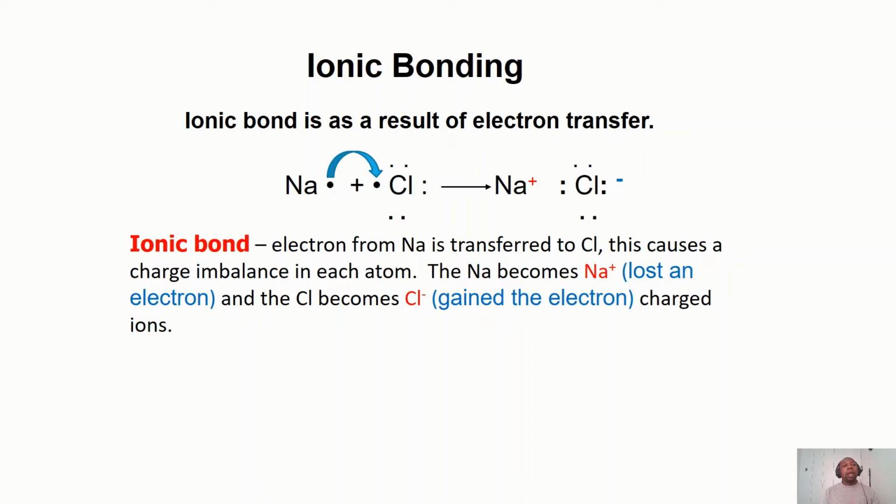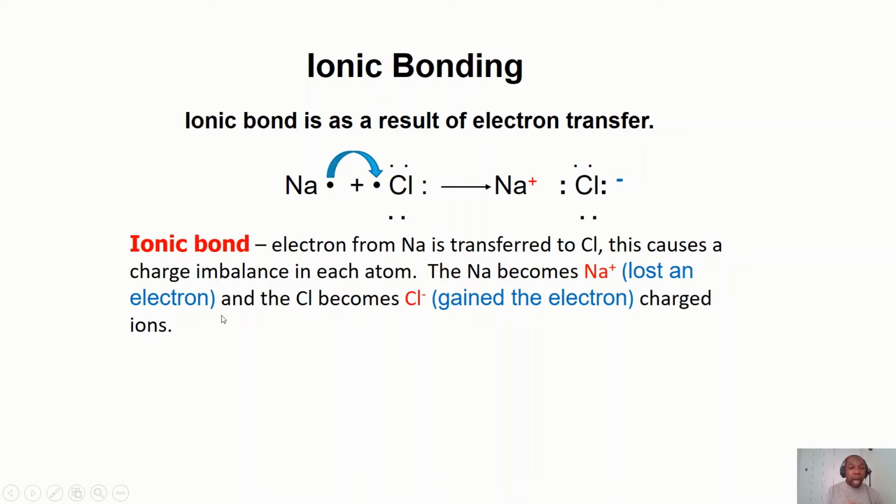Ionic bonding. An ionic bond is a result of electron transfer. So when, for example, sodium is transferring, remember the electron dot configuration of sodium. It's only going to have one dot. So that one dot is ready to give away. So when it gives it away to chlorine, which is expecting one electron to be complete, then you have what we call sodium chloride. So sodium is going to be positive and chlorine is going to be balanced and have a negative charge. So in an ionic bond, the electron from sodium is transferred to chlorine.